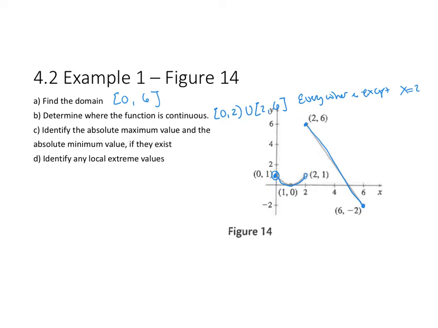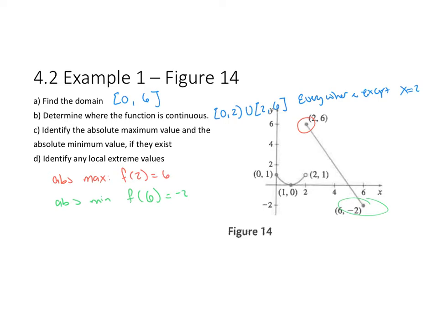Okay, now let's look at our absolute values. So we have an absolute max. This is our largest value, so our absolute max is at f of 2 equals 6. And our smallest value is here. Our absolute min is at f of 6 equals negative 2.